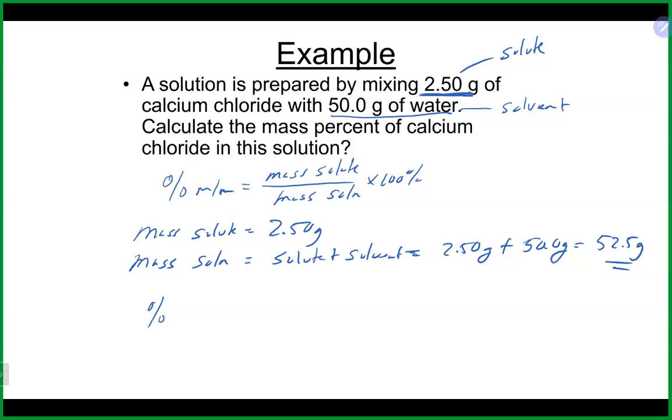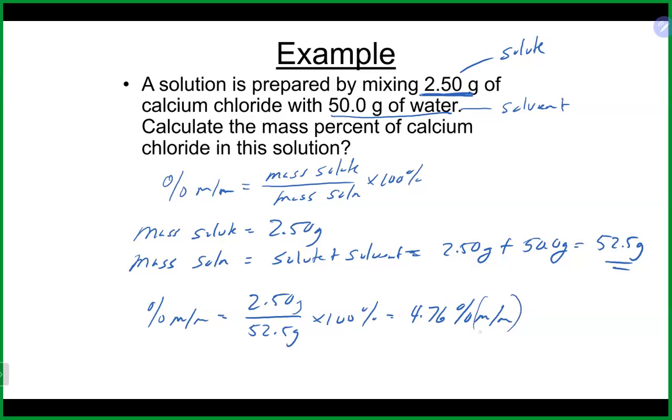So now we've got everything we need, we can plug it in, and we're going to end up with 2.5 divided by 52.5 times 100%. And we will end up here, I think, with 4.76% by mass calcium chloride in this case. Any questions on that calculation? Again, a very common error people make is to just grab the solvent and not add them together in this case. Any questions?